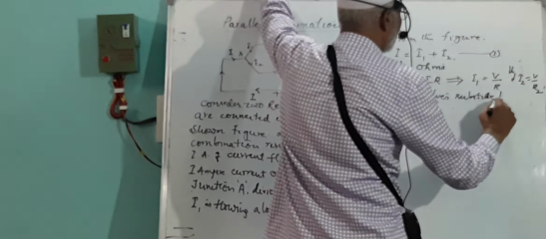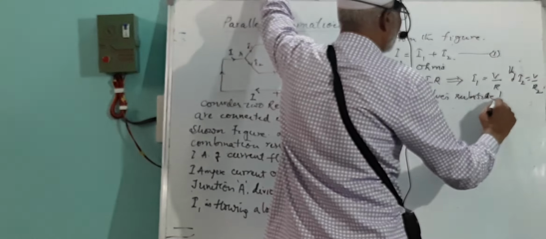So you see that, I is equal to, so in place of I1 I can write V upon R1. In place of I2 I can write V upon R2. So this you can call equation 2.